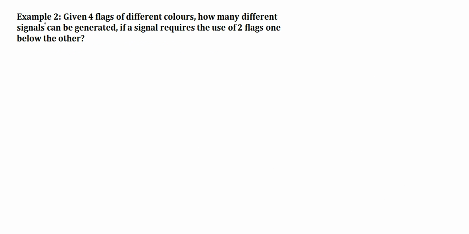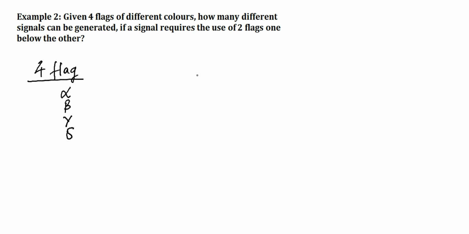Example 2. Given 4 flags of different colors, how many different signals can be generated if a signal requires the use of 2 flags one below the other? We have been given 4 flags. So I assume that these flags are alpha, beta, gamma and delta. These are the 4 flags given to us.